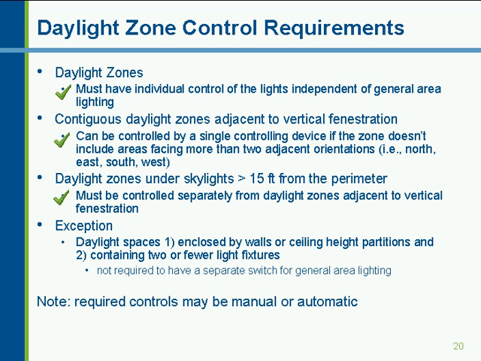There are, of course, some exceptions. If you have a daylit space that is enclosed by walls or ceiling height partitions and contains 2 or fewer light fixtures, then you're not required to have a separate switch. Again, from a practical standpoint, that doesn't make a lot of sense. And one other note, these can be manual or automatic controls. There's no specific requirement as to what kind of control, other than it has to be separate from the general lighting, so occupants can affect them differently when there is daylight available.